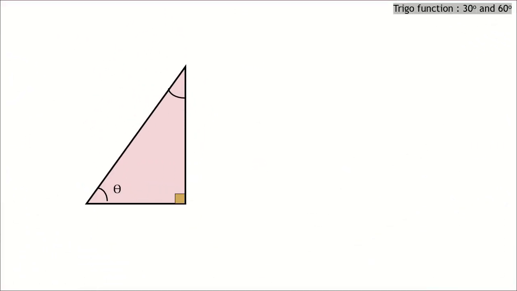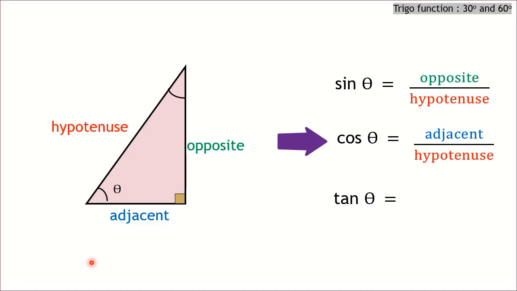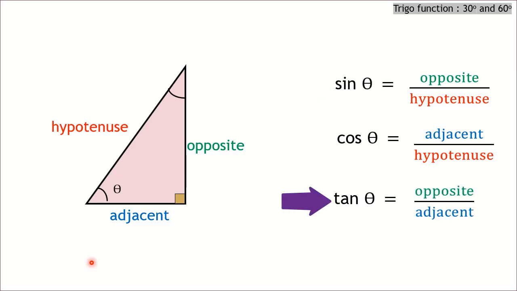Let's say we have a right triangle with an angle theta. Let's label the sides opposite, adjacent and hypotenuse. We recall the definitions for sine, cosine and tangent. Sine is opposite over hypotenuse, cosine is adjacent over hypotenuse and tangent is opposite over adjacent.